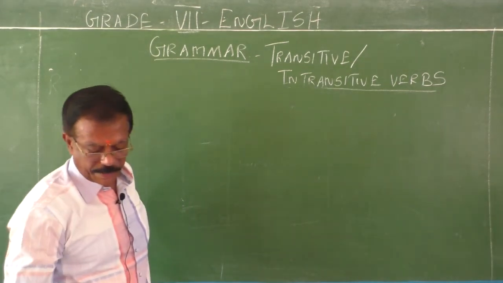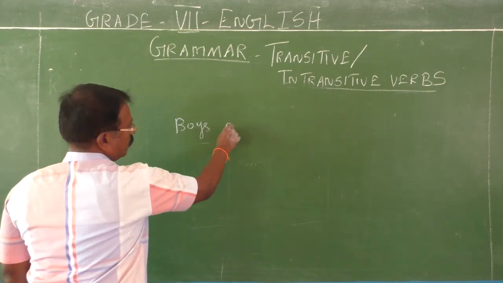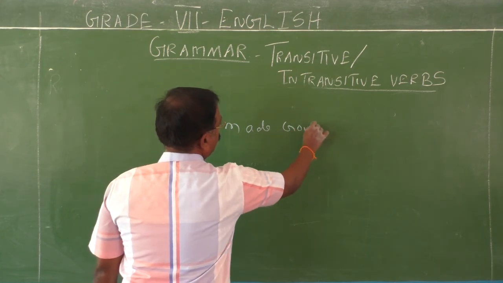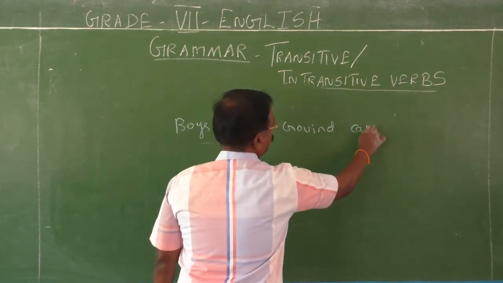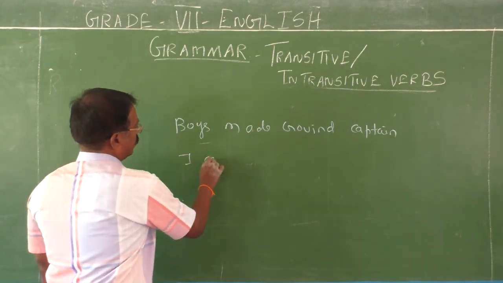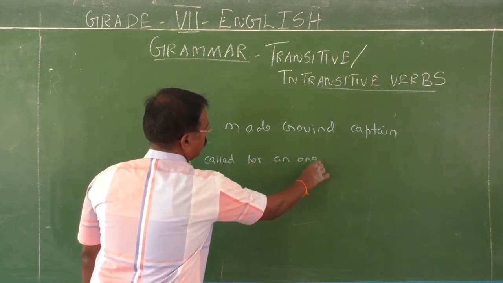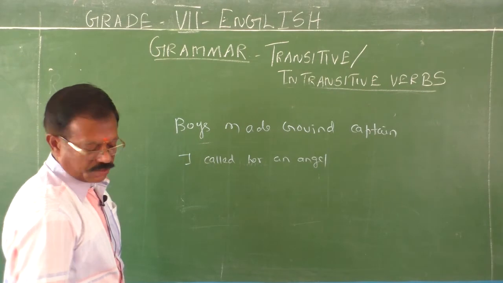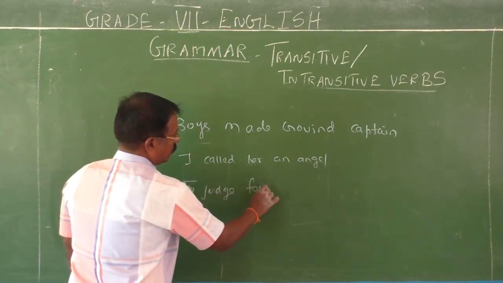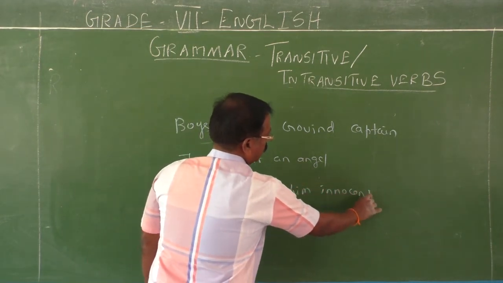Transitive verbs of incomplete predication. See: boys made Govind captain, and then I called her an angel. The judge found him innocent. See these three examples.